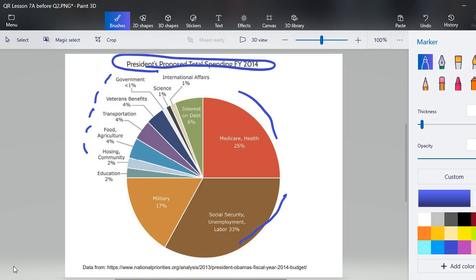Identify the actual top three budget categories shown in the pie graph. That would be the largest pieces of pie. These are the top three: Social Security, unemployment, labor, Medicare health, and military.